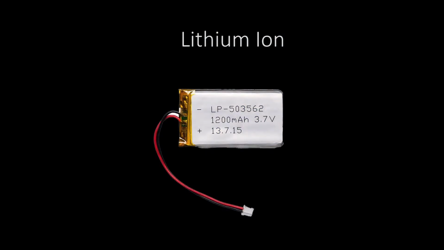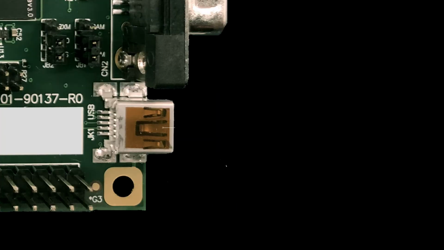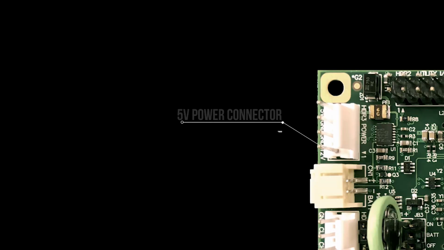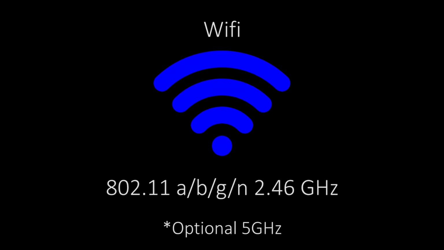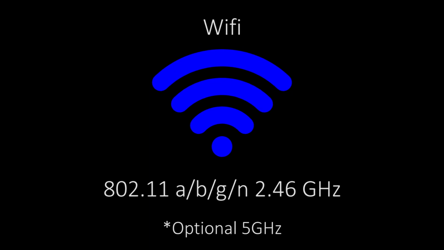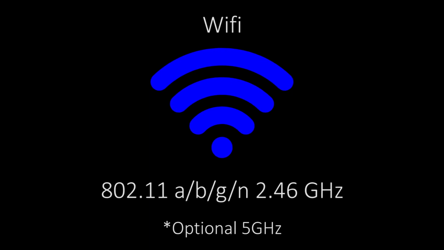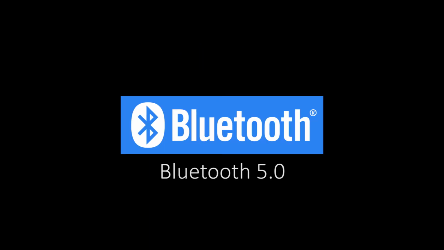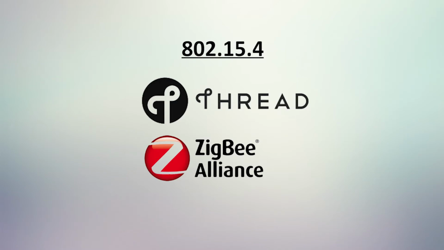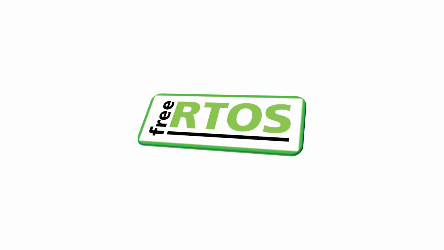The CutiPy can be used with a rechargeable lithium-ion battery connection for power, with built-in charging circuitry from USB or a 5-volt power connector. Wireless module options provide connectivity on 802.11 A, B, G, N, Bluetooth, Thread and Zigbee networks, as well as MicroPython and FreeRTOS.